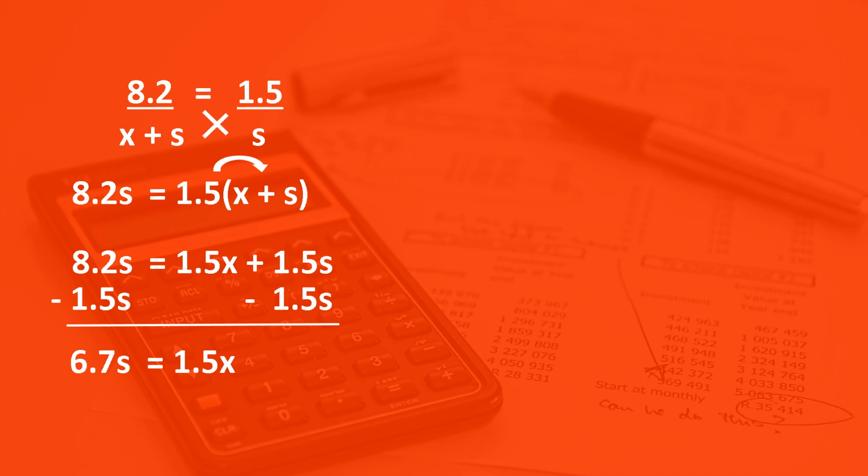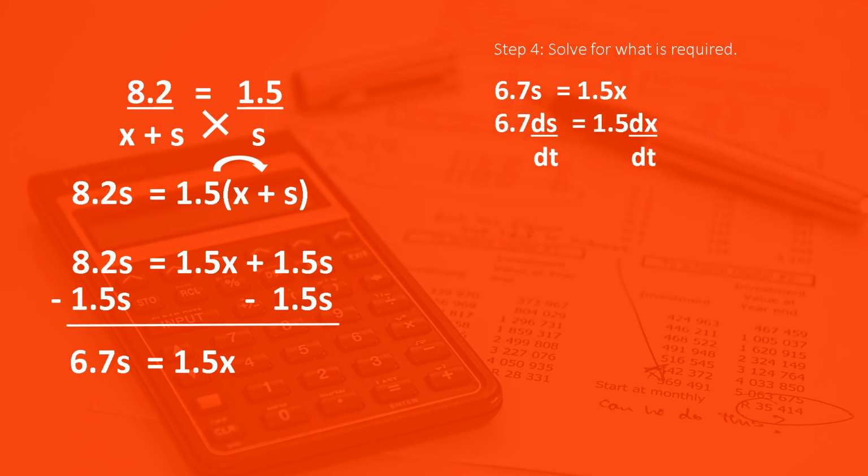Since we now have a simplified equation, the next thing that we are going to do is to solve for what is required. But before that, we must first take the derivative with respect to time of both sides of our equation. So here we have 6.7 times ds over dt is equal to 1.5 times dx over dt. Notice that what we are looking for is ds over dt, and we already have a value for dx over dt. So what we can do is to substitute and solve for what is required.